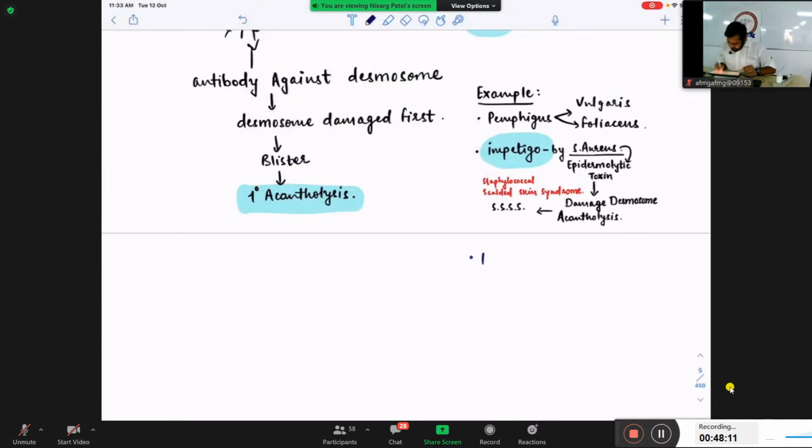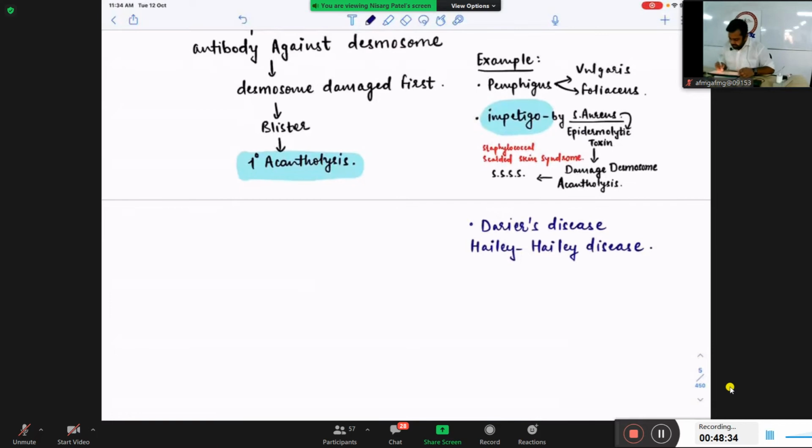The third disease which shows acantholysis, which is primary, is Darier's disease and Hailey-Hailey disease. Darier's disease and Hailey-Hailey disease. I'm giving you the point, both these diseases have a calcium pump defect.